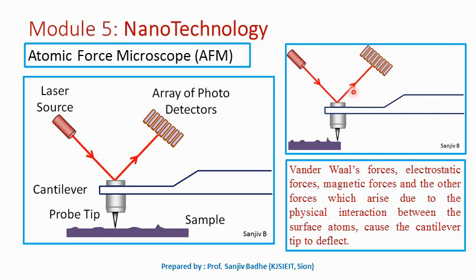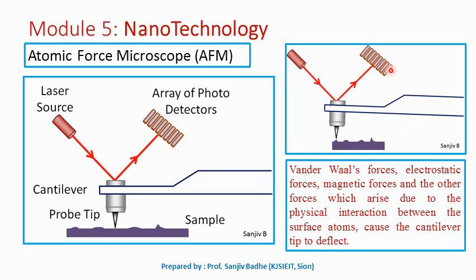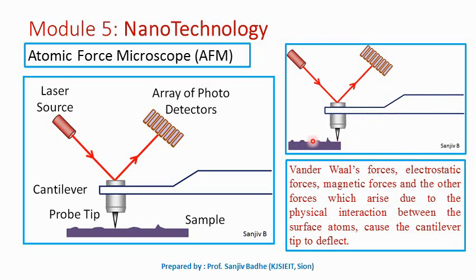We can find the amount of deflection produced in this reflected laser beam by analyzing which photodetector is collecting that particular laser beam. So this analysis can be done with the help of computer controlled devices, and analysis of this deflection will help us in producing a 3D image of the sample surface. So this animation will give an idea about how this atomic force microscope will work.